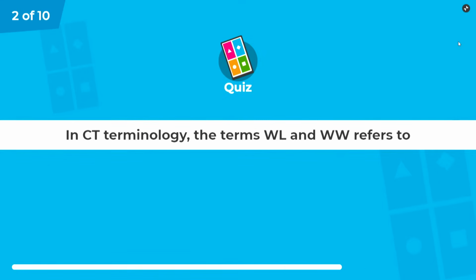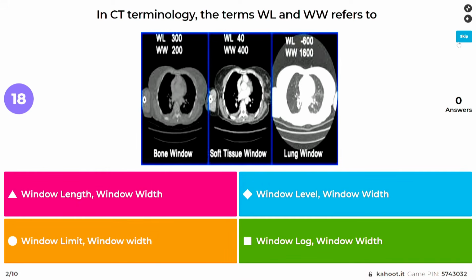So in CT terminology, when you look at some of these images, you see WL and WW in most of these images. So what do those mean?